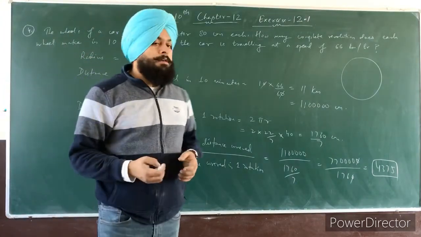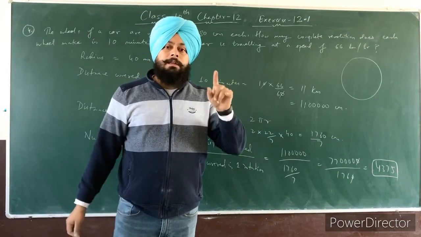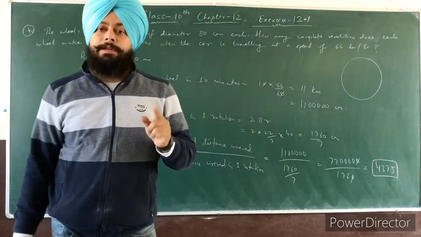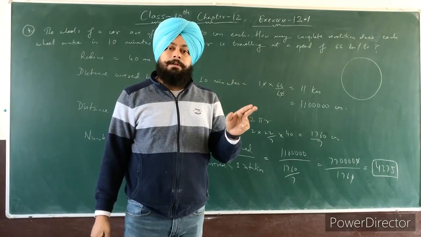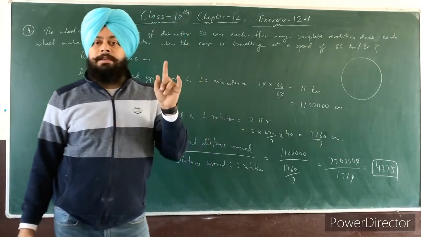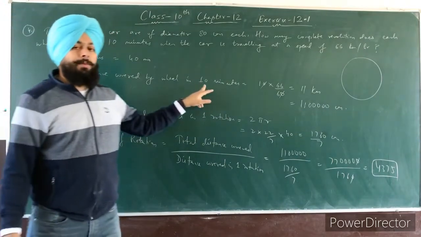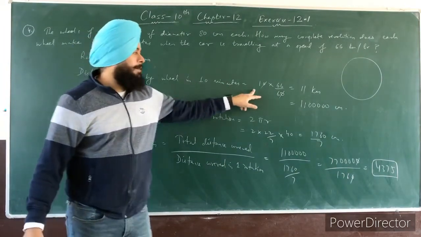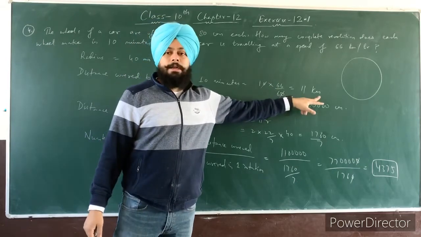So it means car covers 66 km in 1 hour, and in 1 hour there are how many minutes? 60 minutes. It means in 60 minutes they cover 66 km. Then in 1 minute they cover how many kilometers? 66 by 60. So we have to find the distance covered by wheel in 10 minutes. So it is 10 multiplied with 66 by 60, that is 11 kilometer.